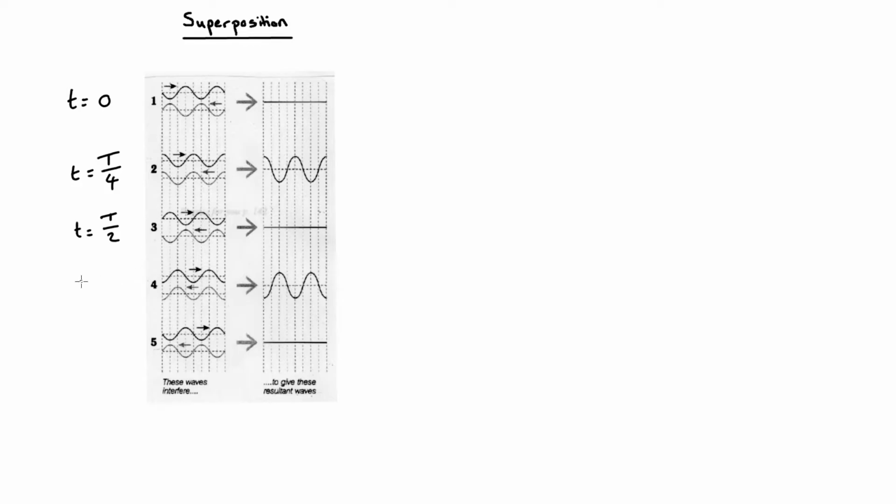Move across here to now three quarters of a time period. So again, we've moved another quarter of a period on from situation 3. Again, each wave will have moved one quarter of a wavelength on from where it was before. Let's look at where the waves are now.